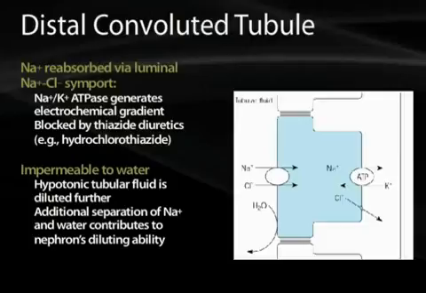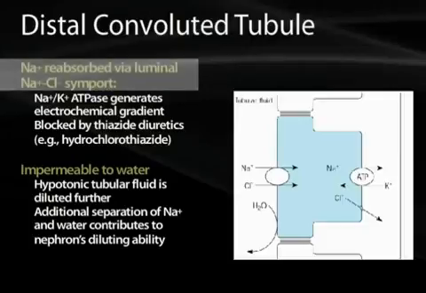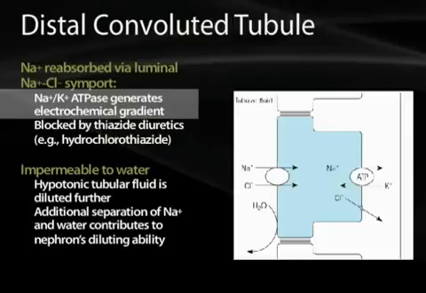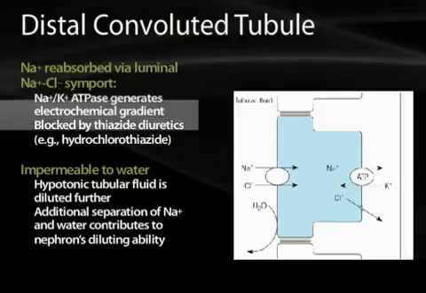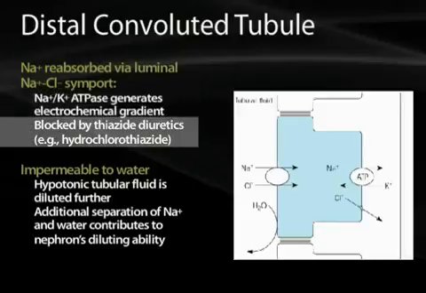In the distal convoluted tubule, similarly, only solute is reabsorbed and it is impermeable to water. Sodium is reabsorbed by a luminal sodium chloride cotransporter. Once again, the sodium-potassium ATPase generates the electrochemical gradient that allows sodium reabsorption. This cotransporter is blocked by thiazide diuretics, and therefore the transporter is often referred to as the thiazide-sensitive sodium cotransporter.